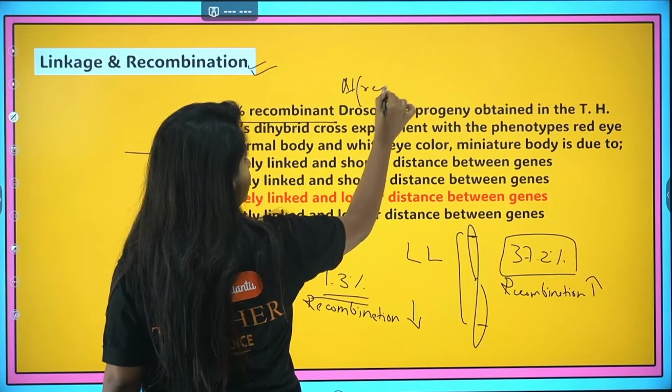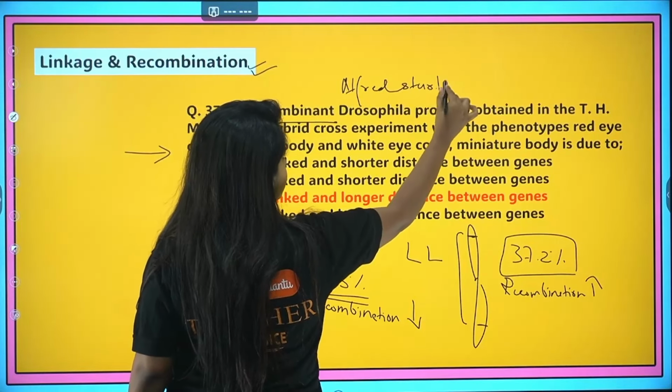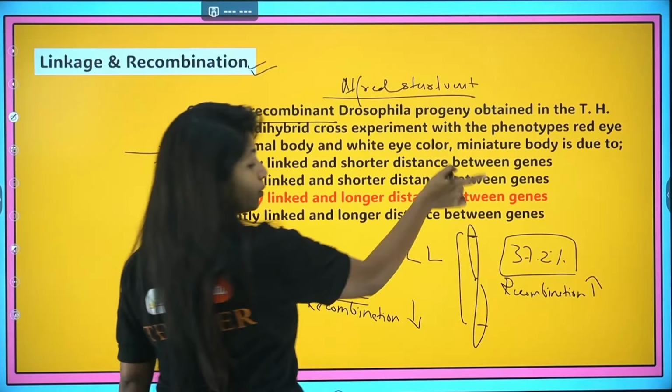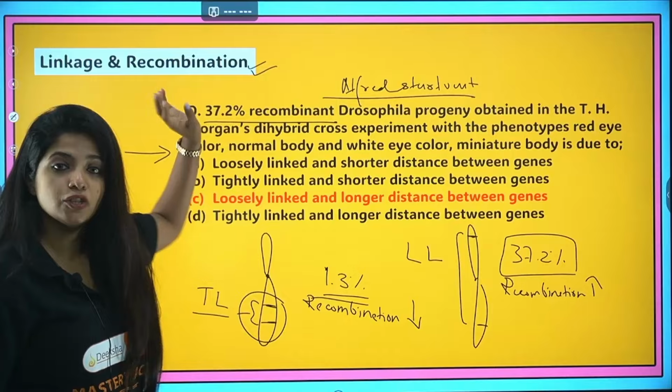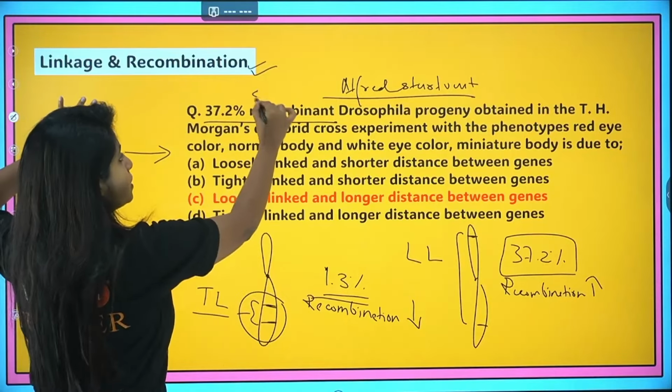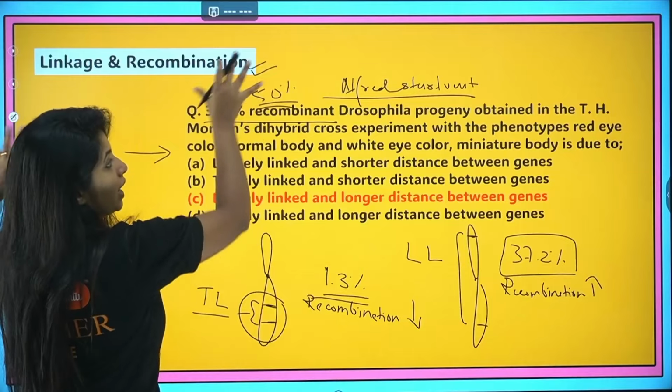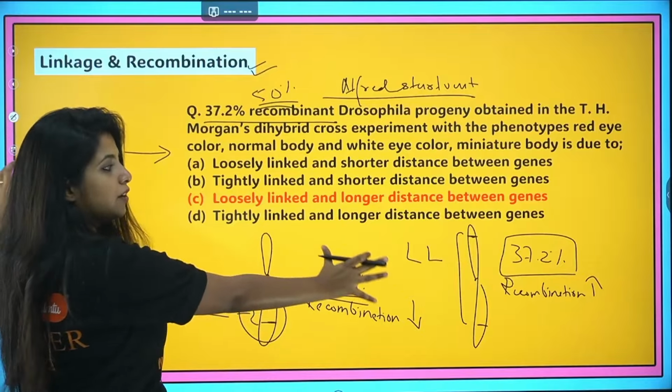Okay, it's Alfred Sturtevant. Remember that as well. So that was a student of T.H. Morgan. These type of questions can come from linkage and recombination. Always remember 50% recombination is the highest amount of recombination. So anything closer to that particular range means high recombination.